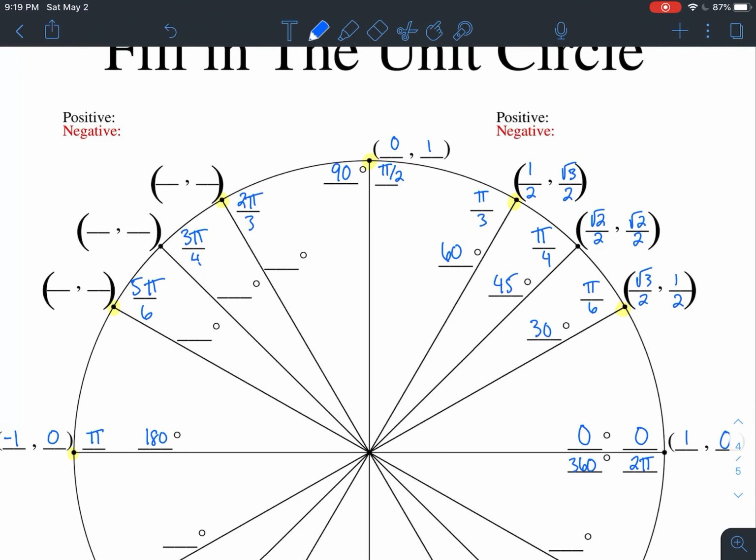And again, each yellow part here is a sixth of my pi. So first one, 1 pi over 6, 2 pi over 6, 3 pi over 6, 4 pi over 6, 5 pi over 6, 6 pi over 6. And then reduce wherever you need to.